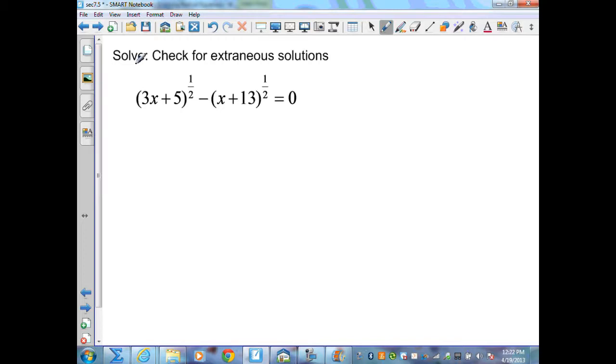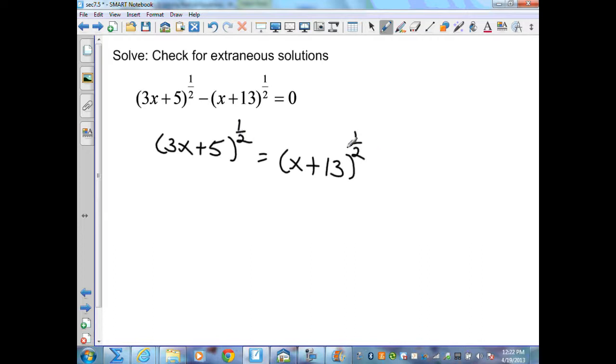Again, we want to solve and check for extraneous solutions. Here I have two fractional quantities, both to the 1/2 power. To solve this type of problem, I want to eliminate one of these quantities and put them on the other side. And I'll have a quantity on both sides. So I'm going to keep my 3x plus 5 here. That gives me the quantity of 3x plus 5 to the 1/2. And I'm going to add this entire quantity to both sides. And that will give me, on the right side, x plus 13 to the 1/2.